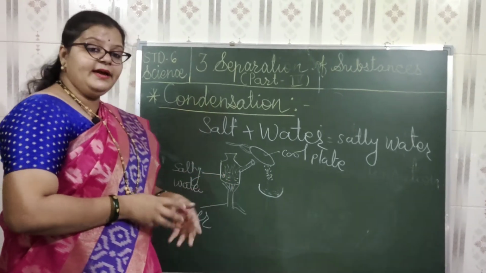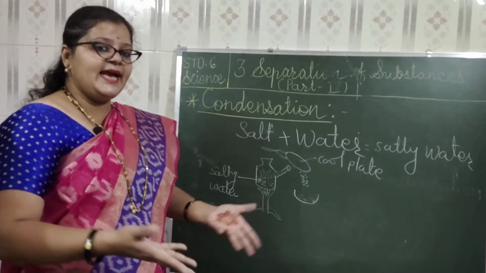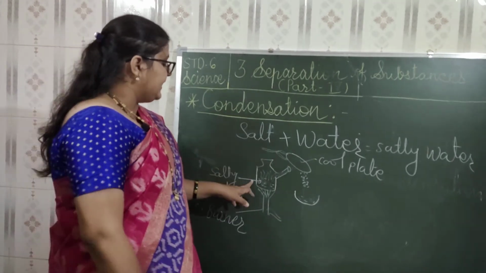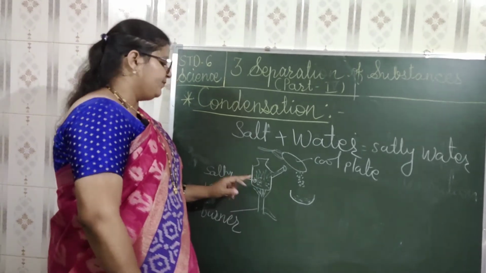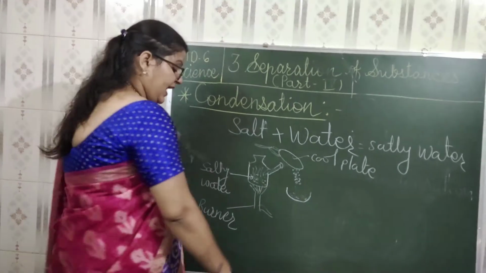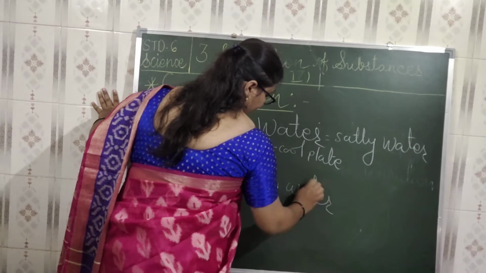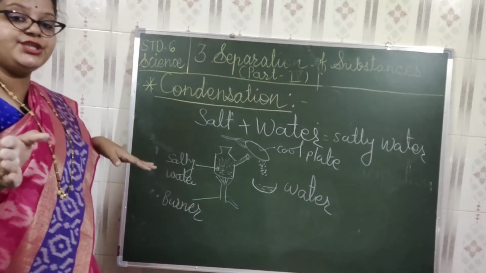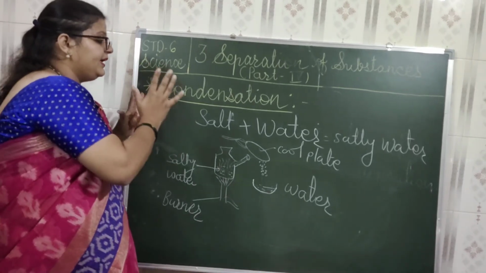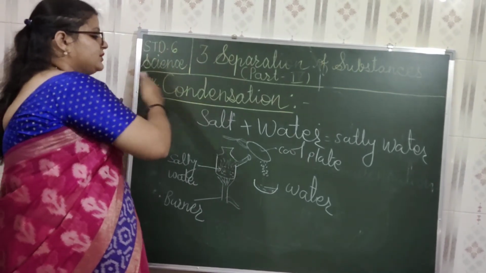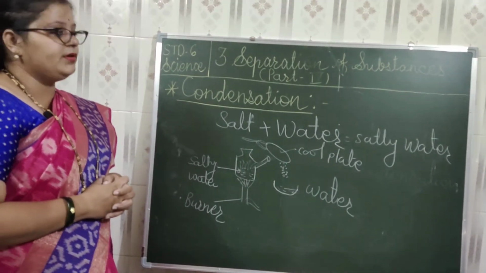Now what remained here? Can you tell me? Yes, it's the salt. So in this kettle, after the water is finished, what I have is salt, and in this container now, what I have is water. So is it understood how condensation is also used to separate out substances? Salt and water can be separated by using condensation in this way. Is that understood? All right.